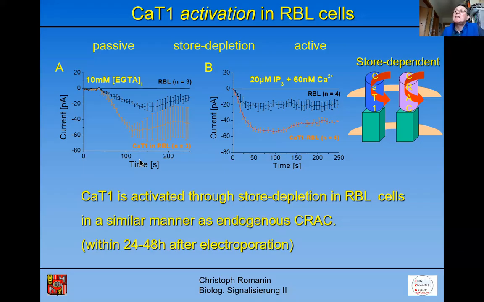You can nicely see here a big change. CAT1, when expressed in the RBL mast cells, is not activated at the very beginning, which would be called constitutive activation, where it's always activated. It actually takes some time. It takes almost the same amount of time as the endogenous current before it gets activated. So it seems that when CAT1 is expressed in the same environment as the endogenous CRAC channel, it also behaves like it.